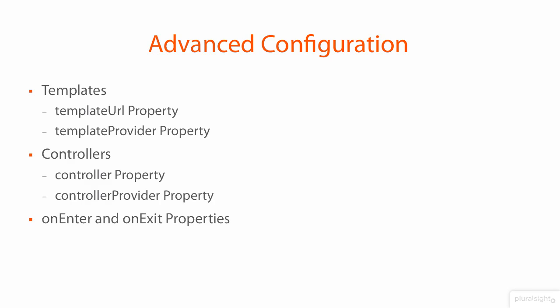Finally, state configuration objects also have properties named onEnter and onExit. You can use them to specify callback functions that will run when a state is entered or exited. They provide you with a convenient way to run some code as part of the state transition process. Let's now go back to the demo app and see how to use the resolve property, data property, and the onEnter and onExit callbacks.